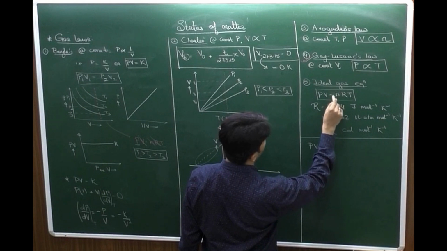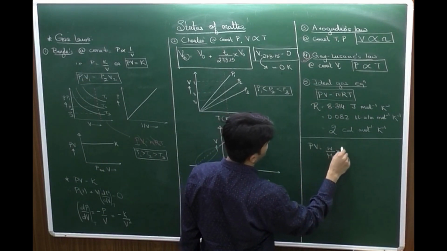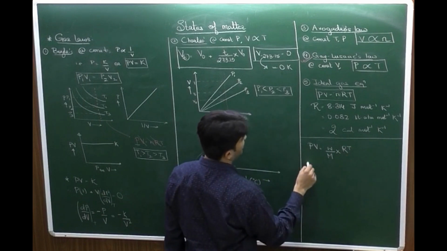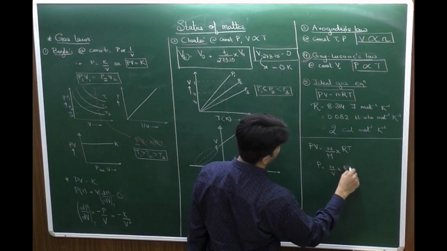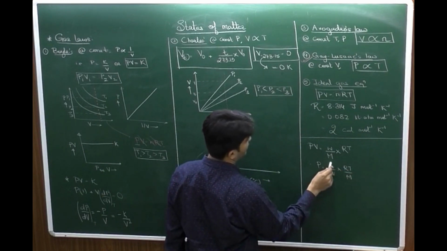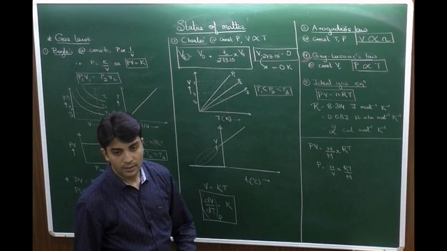Now n is the number of moles, which is equal to given mass by molar mass, into RT. If I rearrange this as P equal to W by V into RT by M, then W per unit volume is concentration.